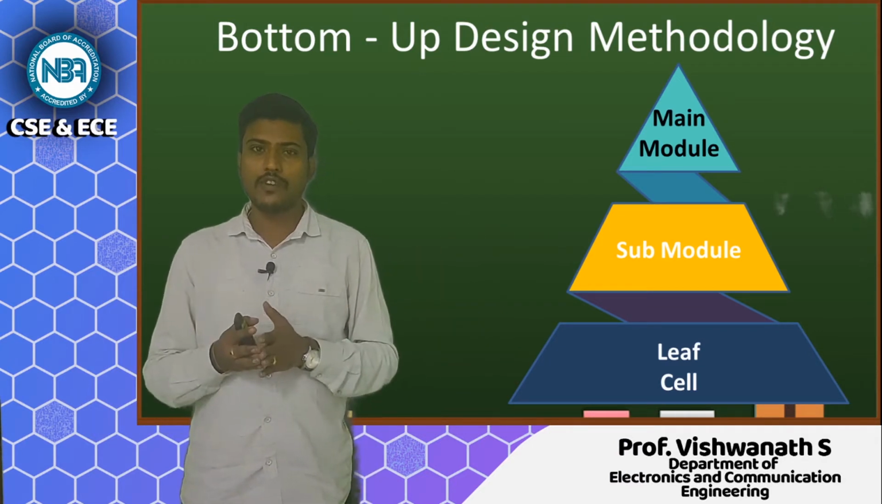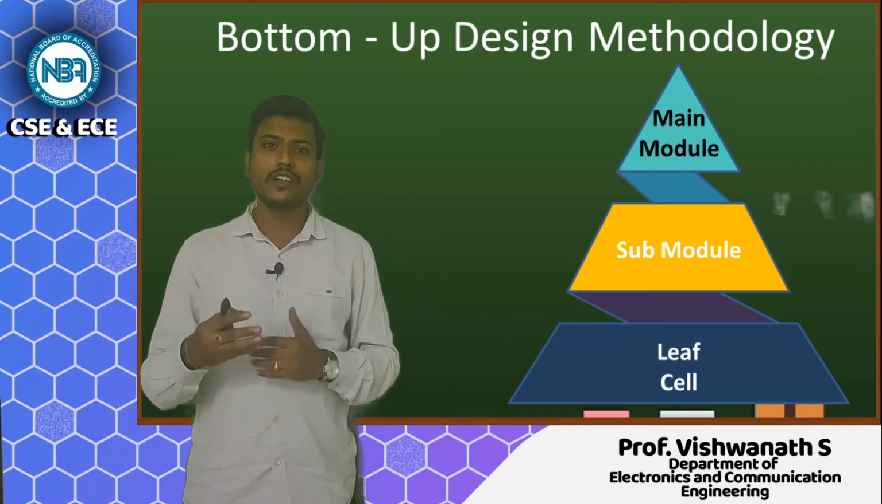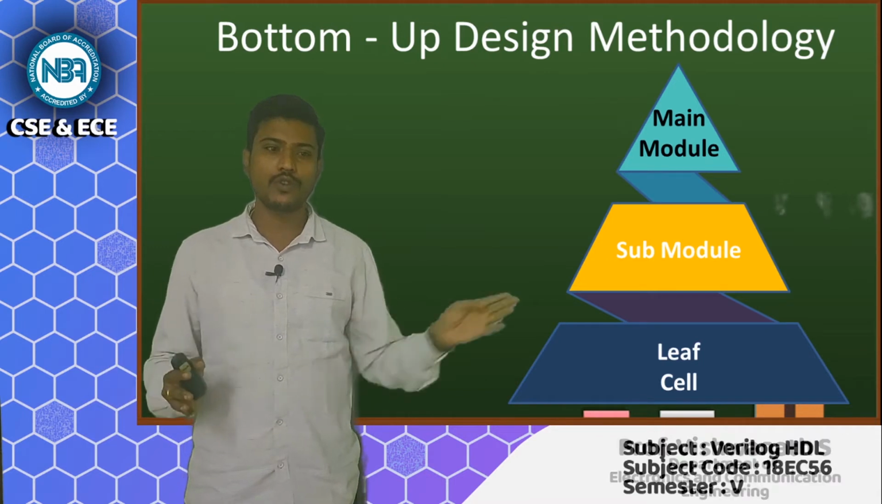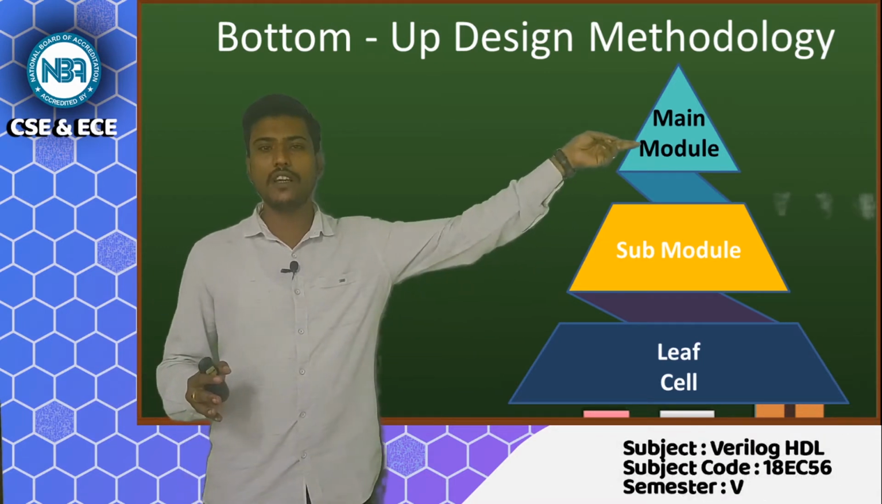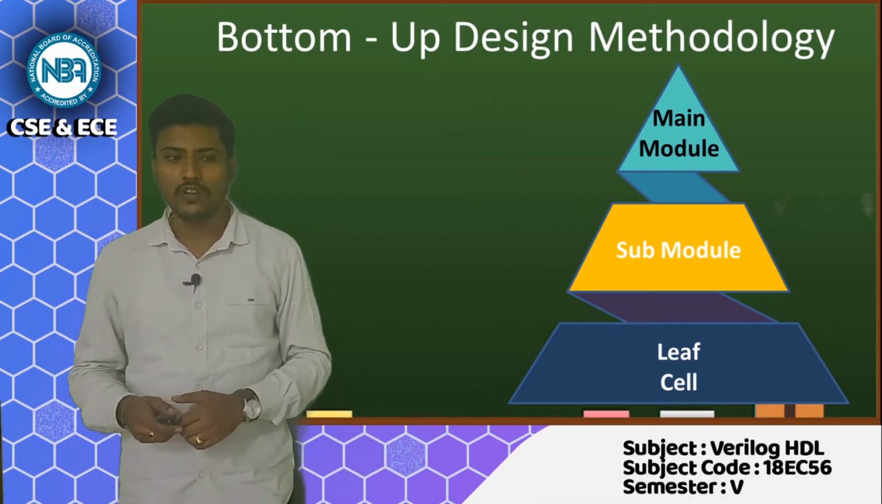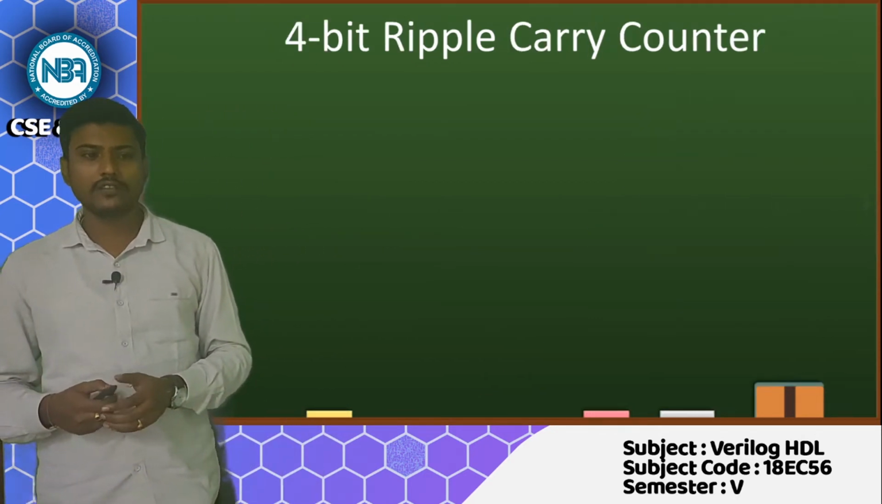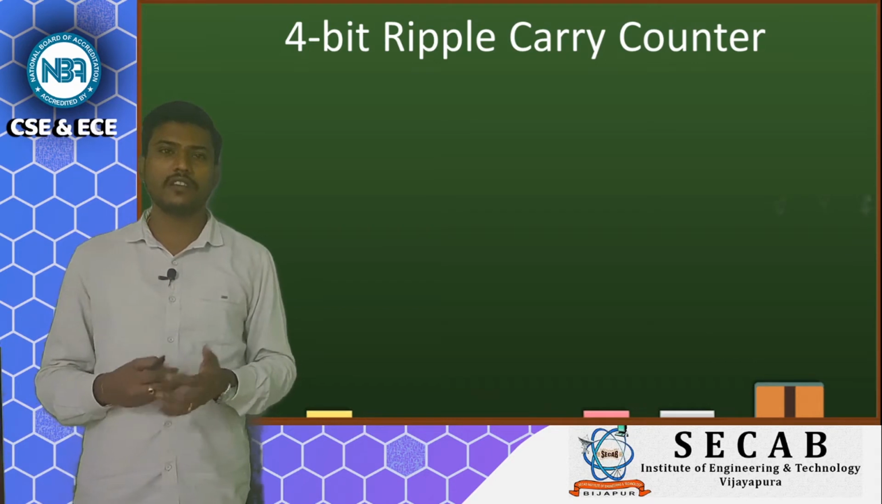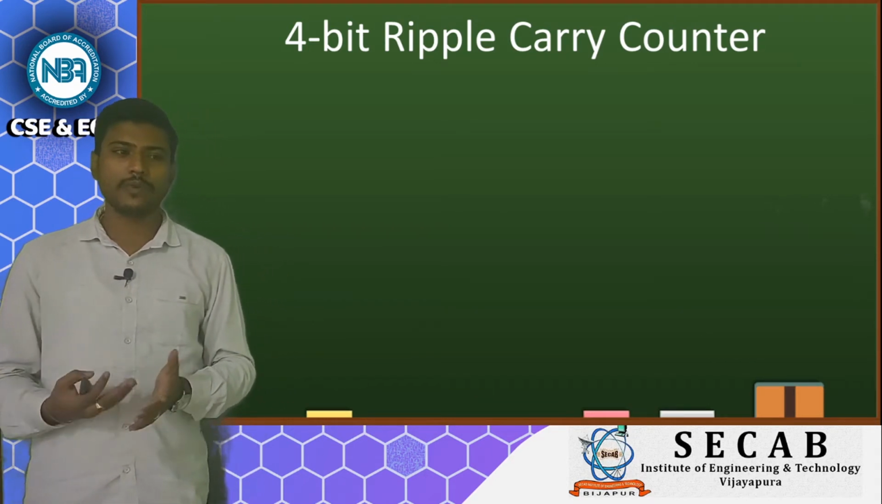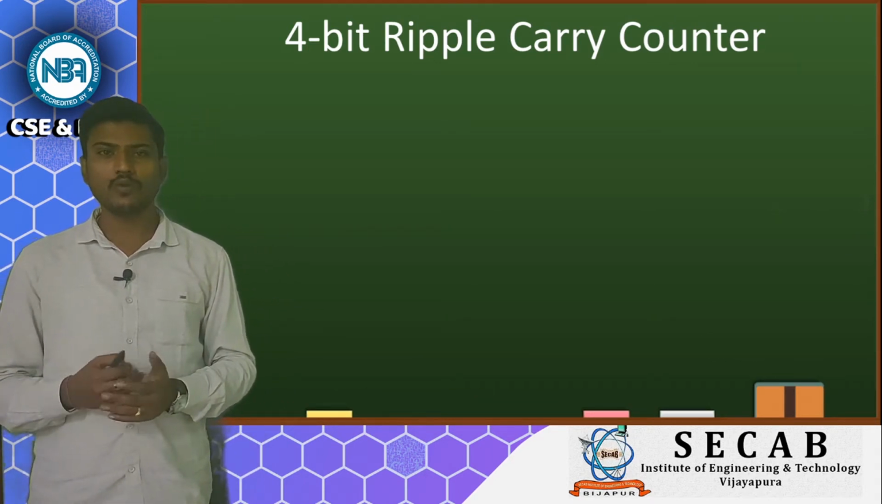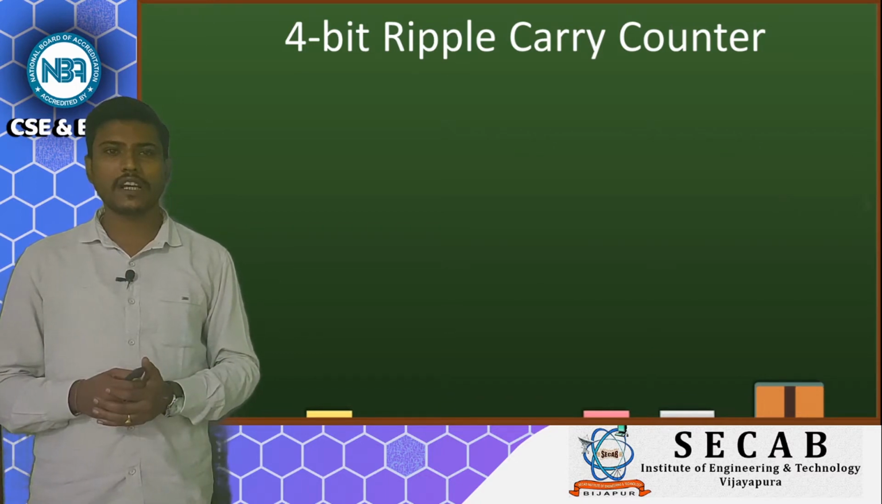From sub modules, we are going to integrate different types of sub modules so that I can achieve my main module. Now, let us look at an example. For an example, we have taken a 4-bit ripple carry adder. So, what do you mean by this 4-bit ripple carry adder?